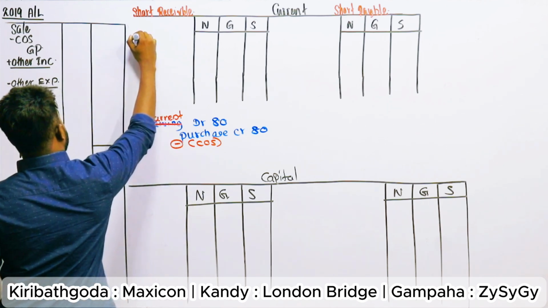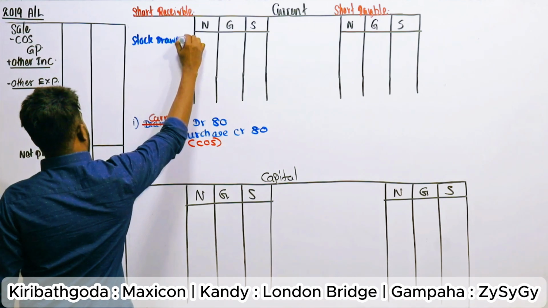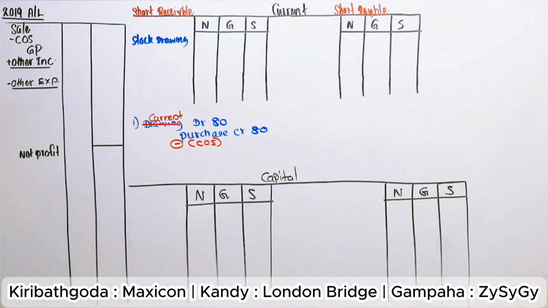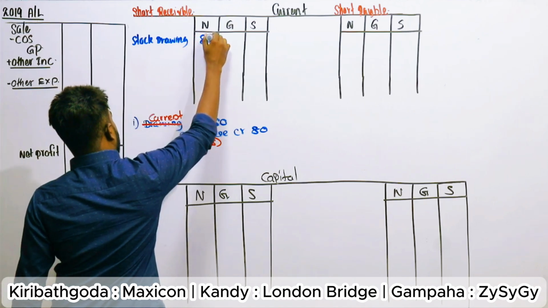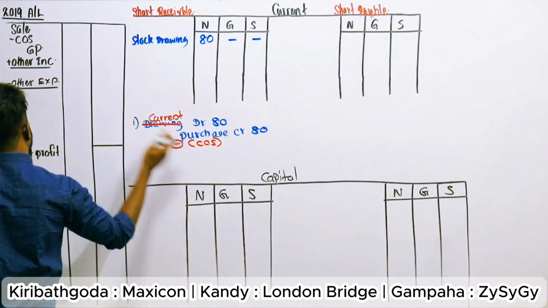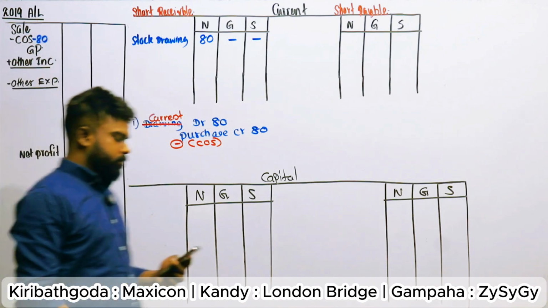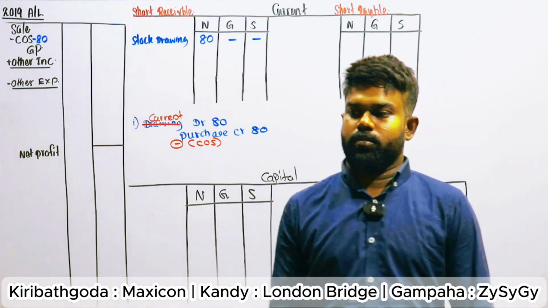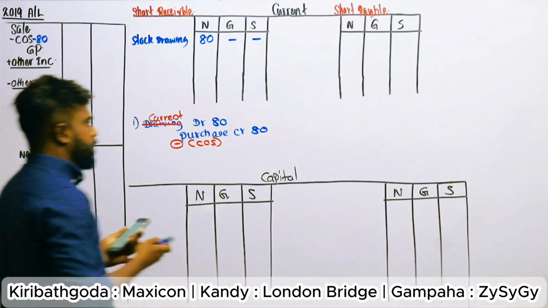Right here, stock drawings, 80 from the cost of sales. You have deducted 80,000. Okay, that's the first one.